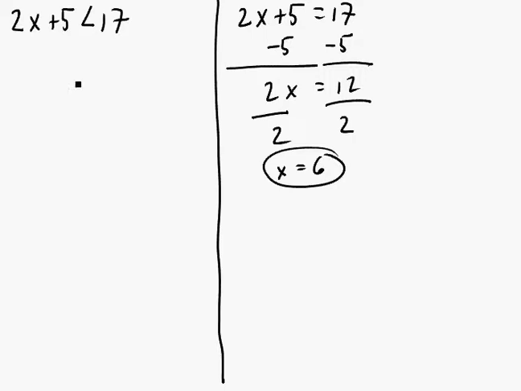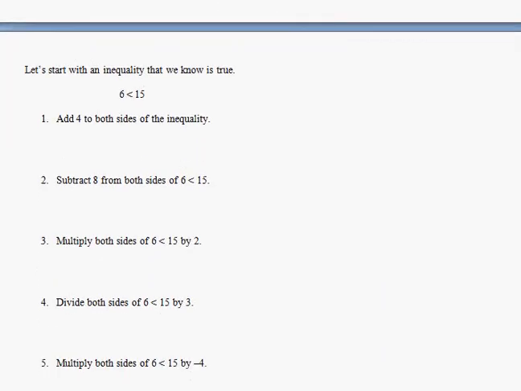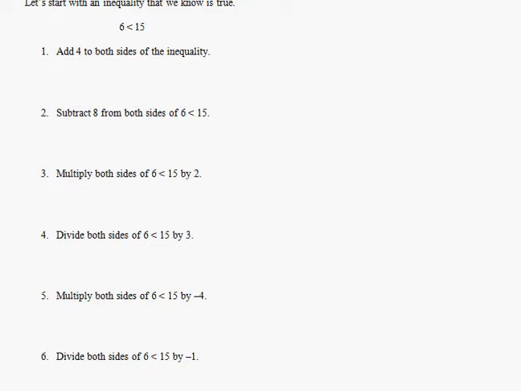Now the question for us to consider is, can we solve this linear inequality in the same way that we solve this linear equation? Can we subtract 5 from both sides of the inequality? Would the inequality stay true? Well, in order to explore this, let's start with an inequality that we know is true. For instance, 6 is less than 15. Now let's first add 4 to both sides of this inequality and see if the inequality remains true.